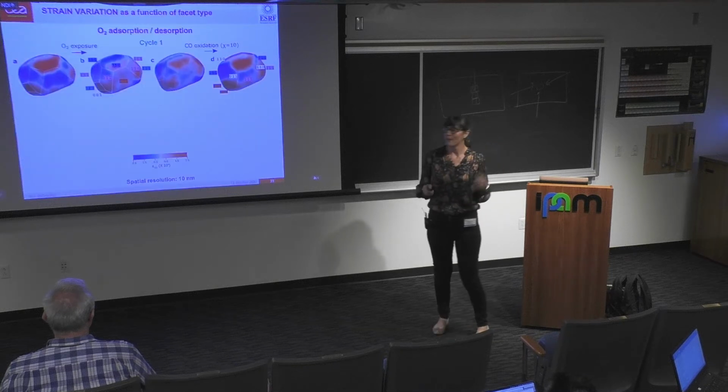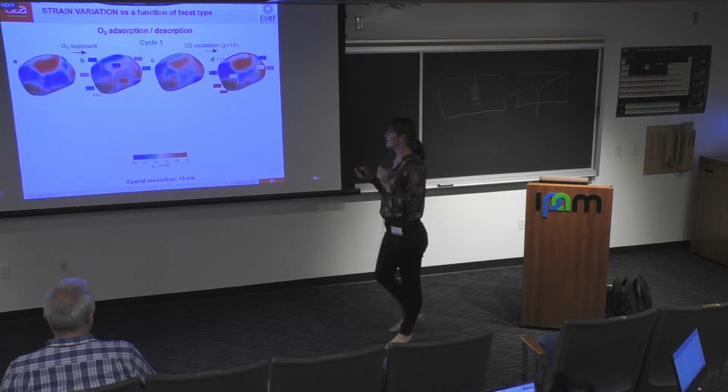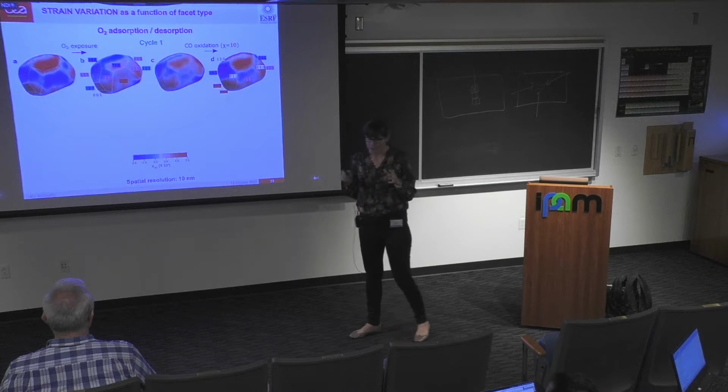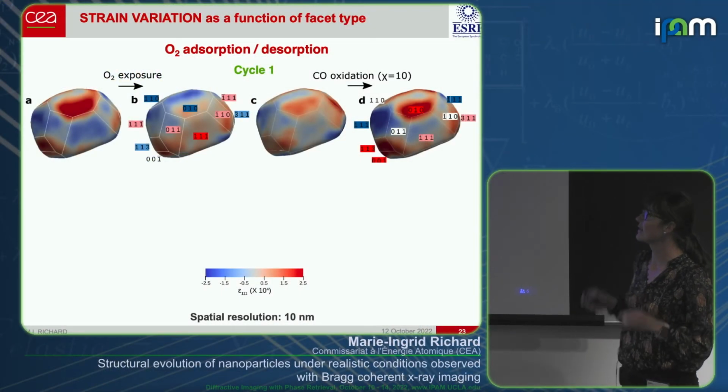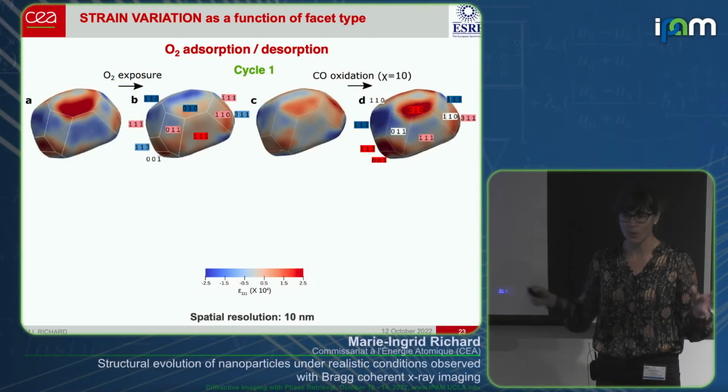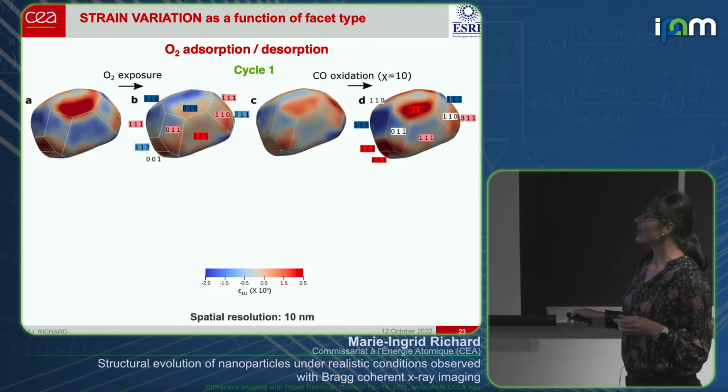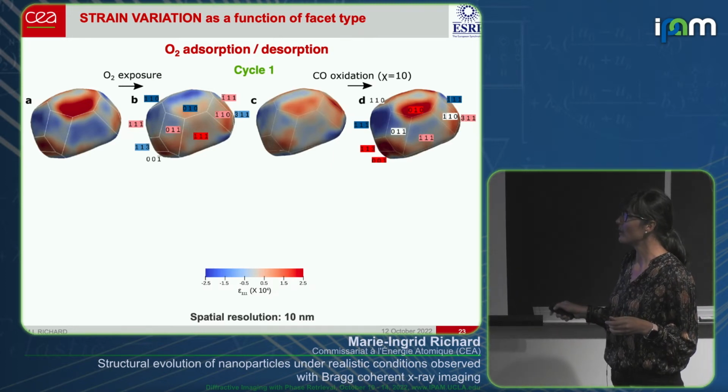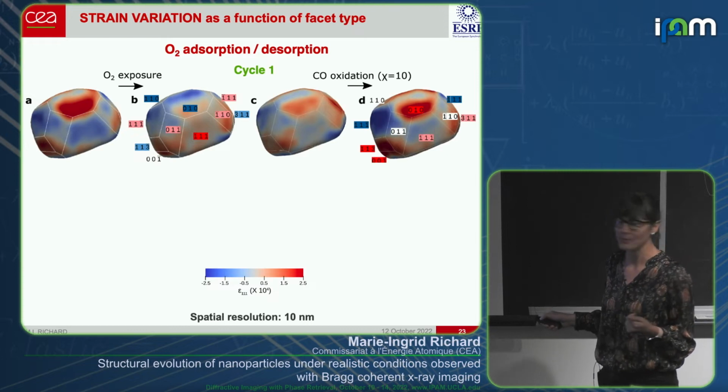But first, let's concentrate not on the reaction, but on oxygen adsorption and desorption, because we can flow oxygen. So generally, we start with a platinum particle. It's in a metallic state.